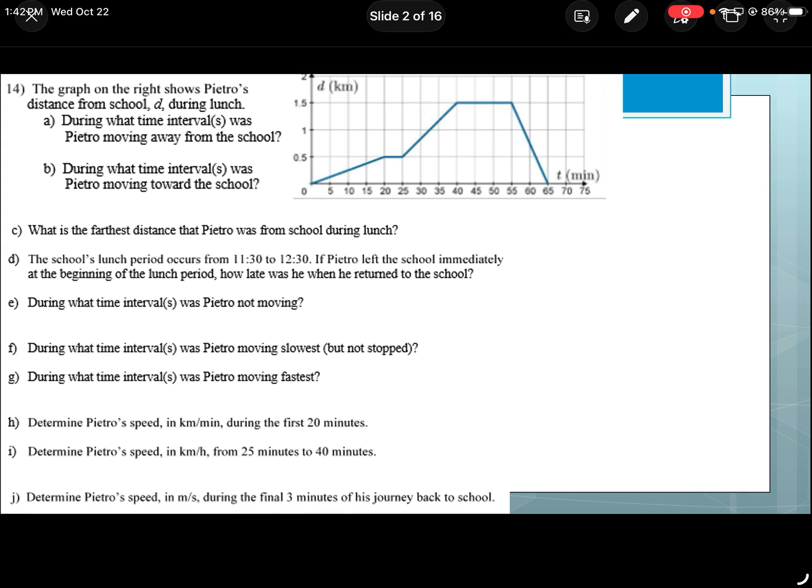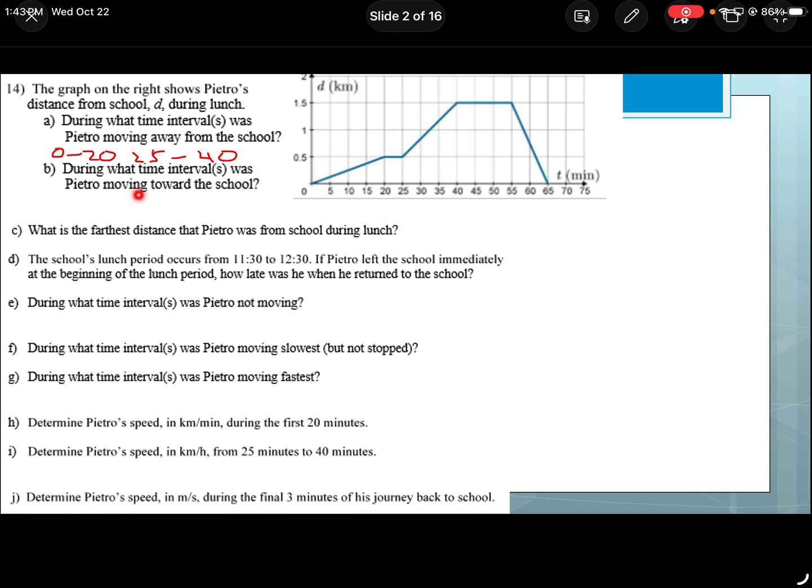It says distance from school, so any time the distance is going up, that's the time he's moving away from school. So we would say the time from 0 to 20, he's moving away from school, and 25 to 40. Just in case you're not with me on that, he's moving away from school here, then he stops for a bit, and then he moves away from school again, and he stops for a bit, and then he heads all the way back to school. And we know that because D is distance from school, and so when he comes back to 0, he's 0 distance away, if you will.